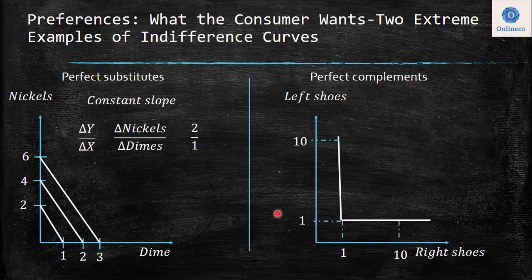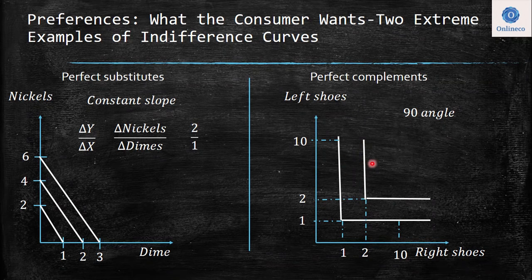Similar to this, you have 10 left shoes and then 1 right shoe. You don't care about these other 9. You just care about the pair. Here we have the other situation, 2 and 2, and so on and so forth. So the characteristic here is that the angle of this indifference curve is 90 degrees, right?